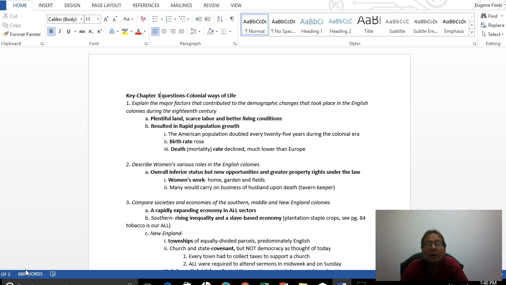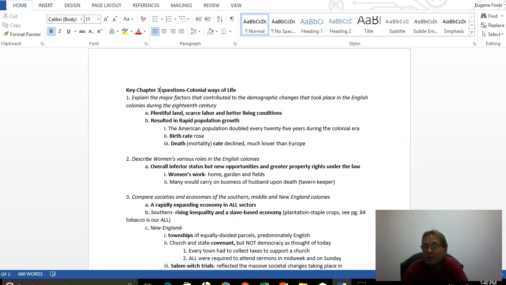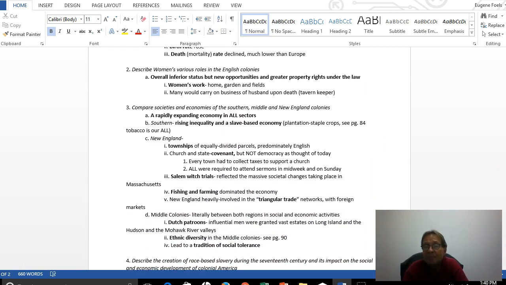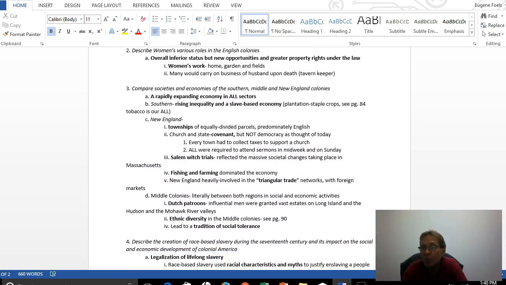The third question, compare the societies and economies of the Southern, Middle, and New England colonies. Generally speaking, this is a rapidly expanding colony in all three sectors. In the South, it's dominated by the slavocracy or the plantation economy, which is slave-based, which means that there is inequality. In New England, there are townships of equally divided parcels. They're mainly English people that are living in the Northeast. There is a pact between church and state.